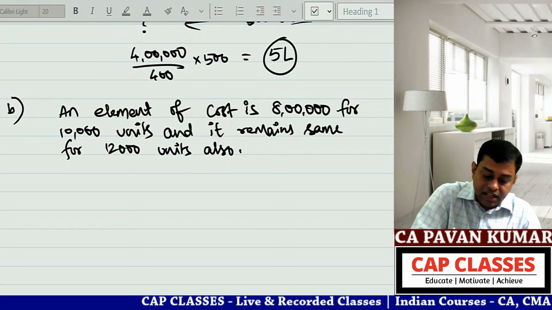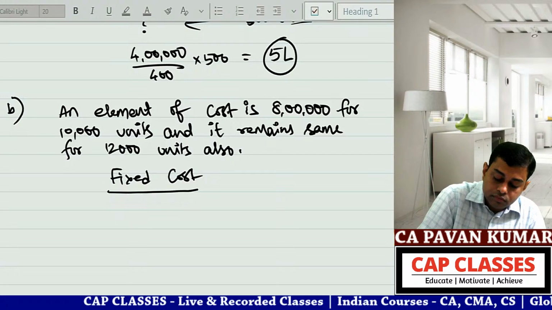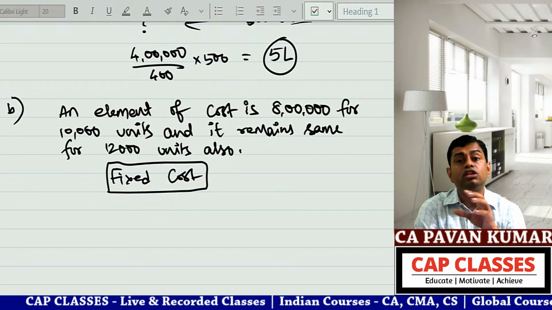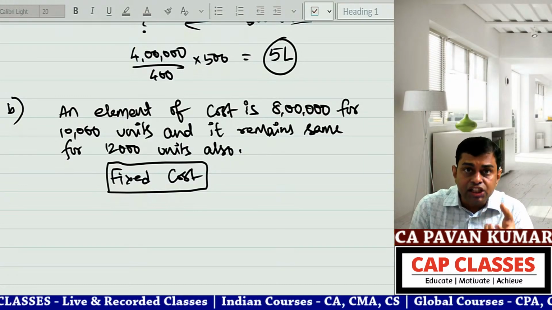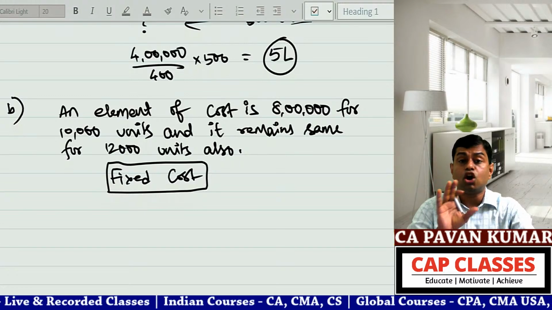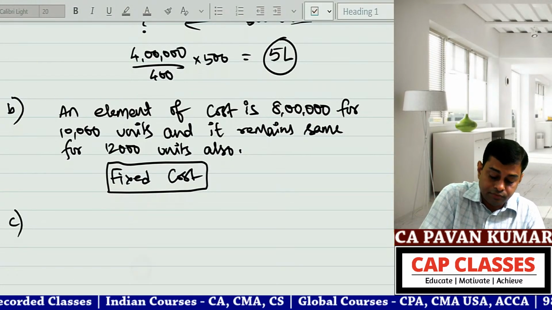It is fixed cost. Why is it fixed cost? Because though the level of activity is changing, the cost will not change. The third one is very important.